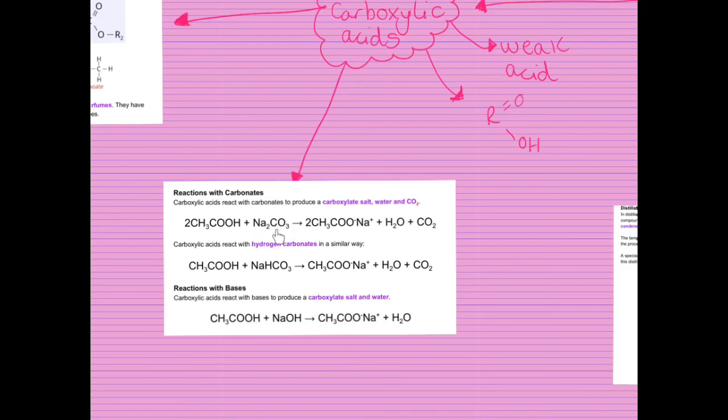They react with carbonates to form a salt, water and carbon dioxide, a bit like from GCSE. They also react with hydrogen carbonates the same way, like GCSE, and they can react with bases, again like GCSE, to form a salt and water. Okay, but they're called carboxylate salts instead of just normal salts.